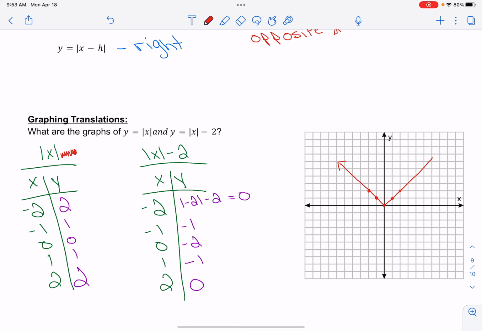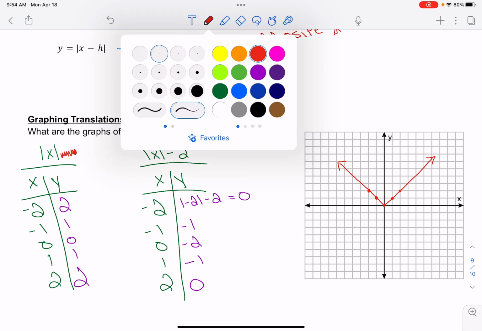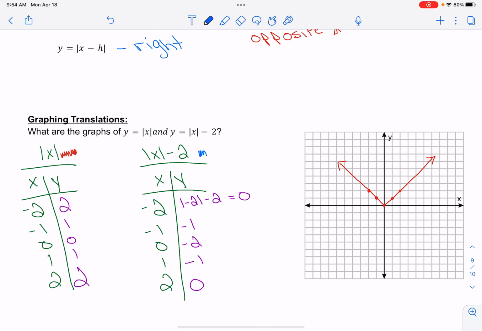So absolute value graphs form a V. In all the ones that we've dealt with so far, we have had a curve, we've had the parabola concept, but whenever you have that absolute value, your graph is going to be a V. And then we need to graph this one. I'm going to do it in blue just so you can see what the difference is here.